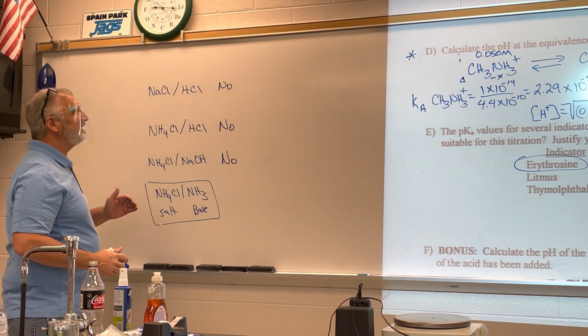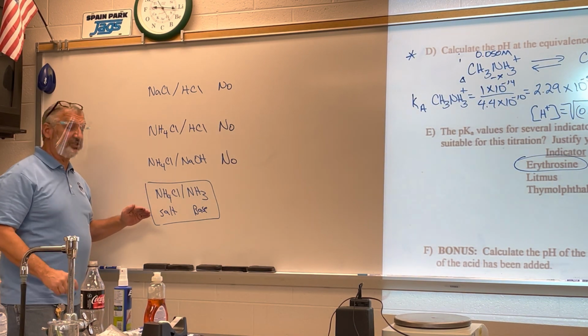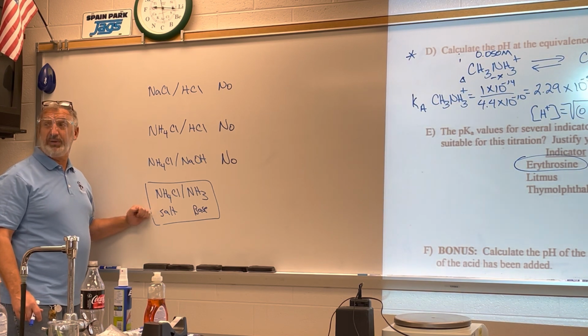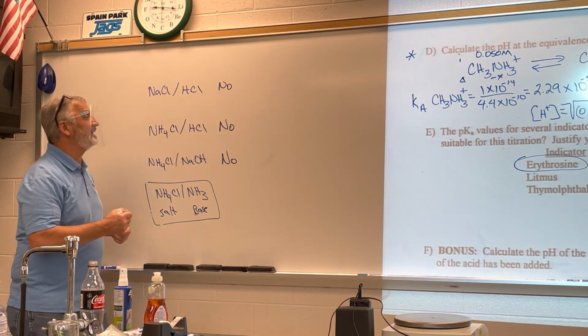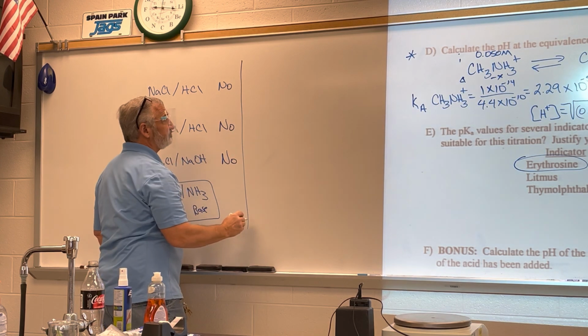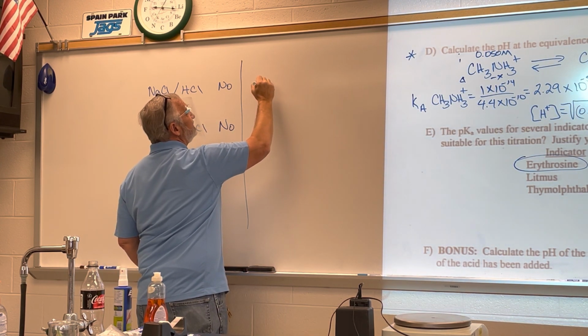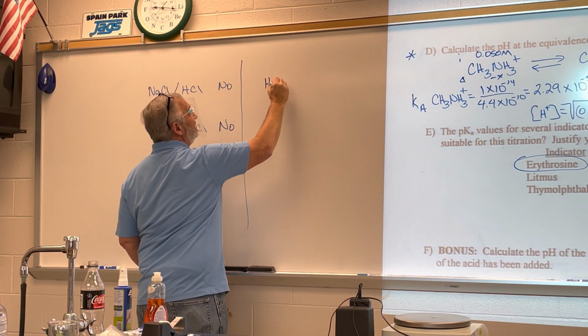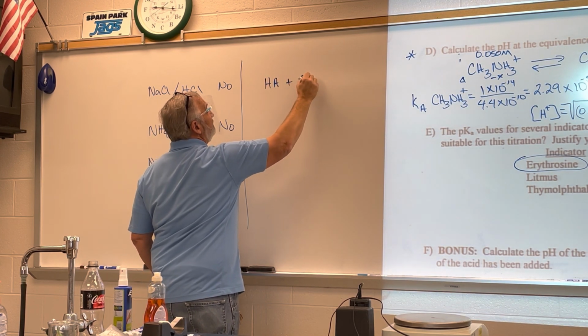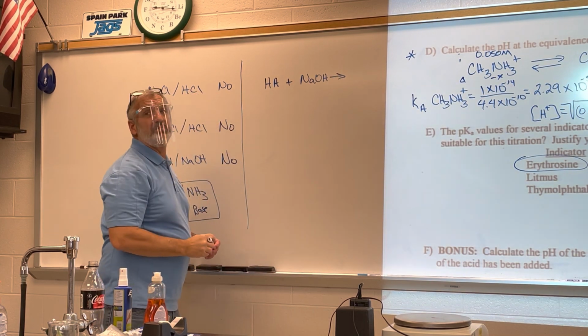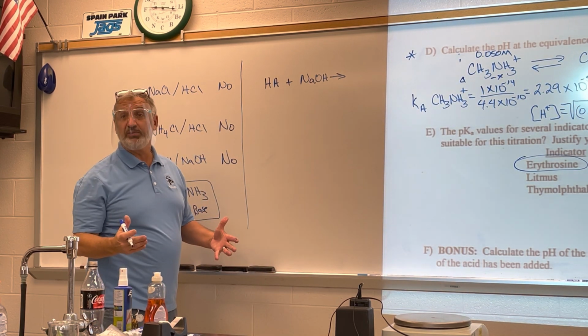Okay, a second way to make a buffer. The first way is just a mix. The second way we can make a buffer, and AP likes to ask these questions, is that you take a weak acid, such as any weak acid, HA, and you combine it with a strong base, but you only go part way. You don't go to the equivalence point.